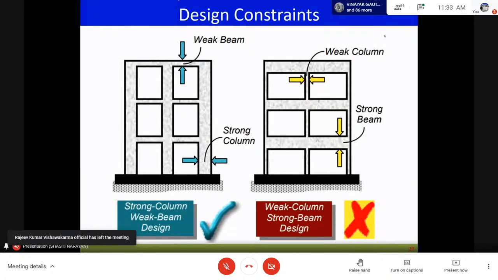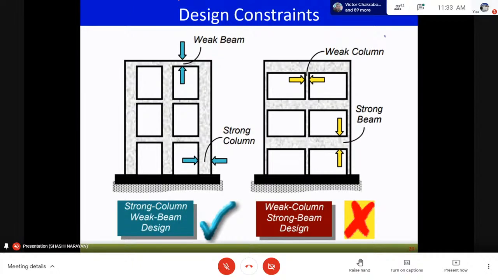Based on these designs, if we go with ductile design, we want our beams to fail, not the columns. There is one more reason for that. That is why we go with the strong column weak beam design. One of the major reasons for this is that if beams fail, the failure will be localized.